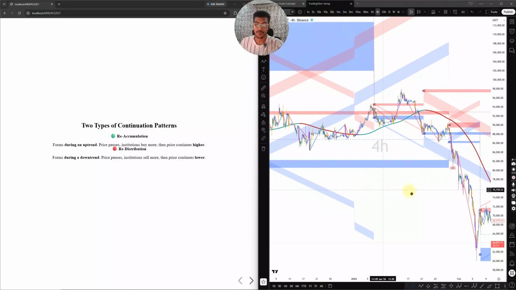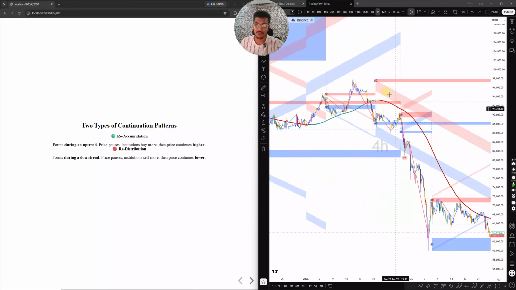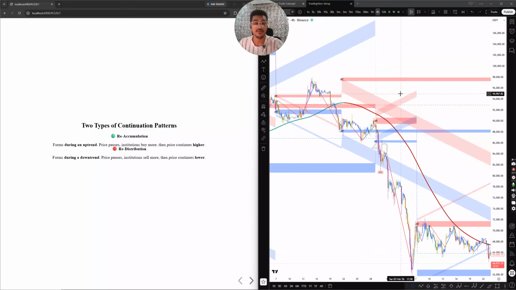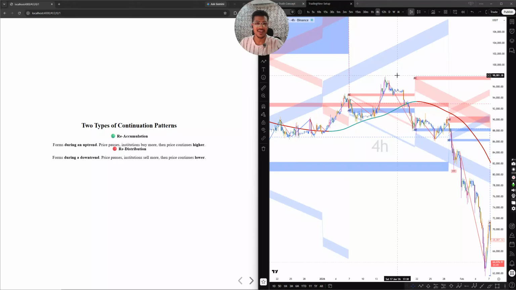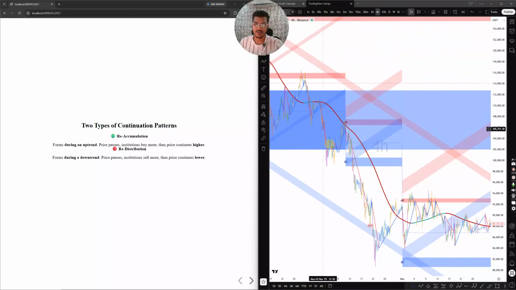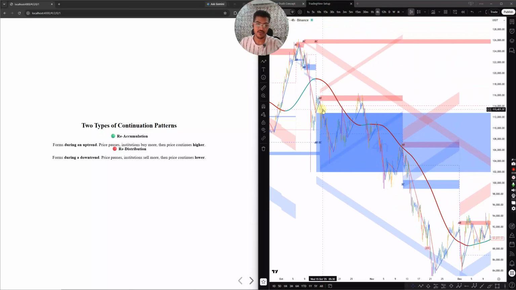After distribution, redistribution. In distribution you have a buying climax, in accumulation you have a selling climax, but in reaccumulation and redistribution, you basically have a failed accumulation, which is a redistribution, and a failed distribution, which is a reaccumulation. Does it make sense? I'll explain in more detail later on, but you see, this is redistribution, this is redistribution again.